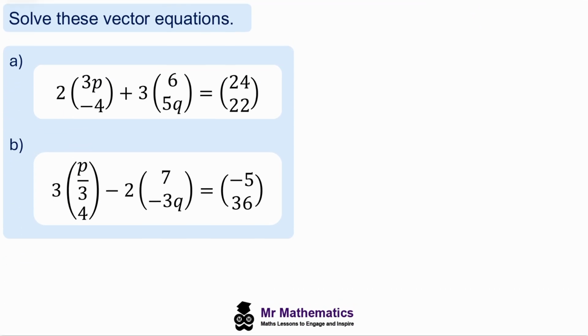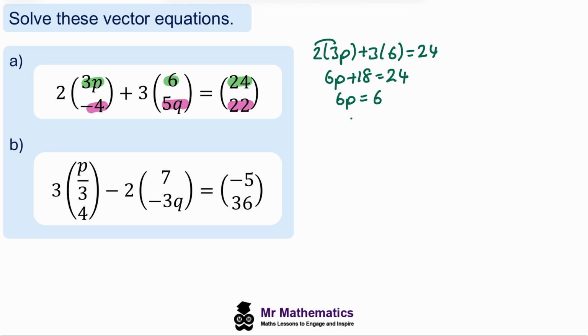So I'll work through example A, and then you can try example B. So we've got the horizontal parts and the vertical parts. This will give us 2 lots of 3p plus 3 lots of 6 to make 24. We'll have 6p plus 18, and then we'll take away the 18 from both sides, and we'll get p equals 1.